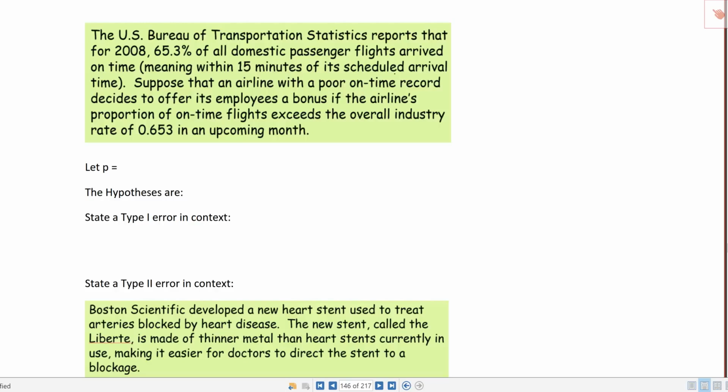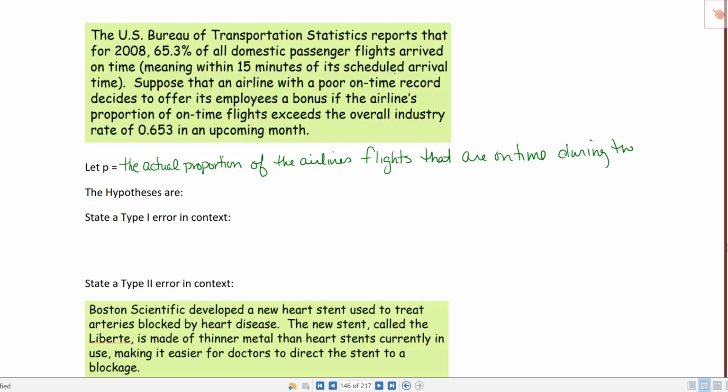So what would p be? Remember that our population statistic would be the actual proportion of the airline's flights that are on time during whatever month of interest we're talking about, during the month of interest.